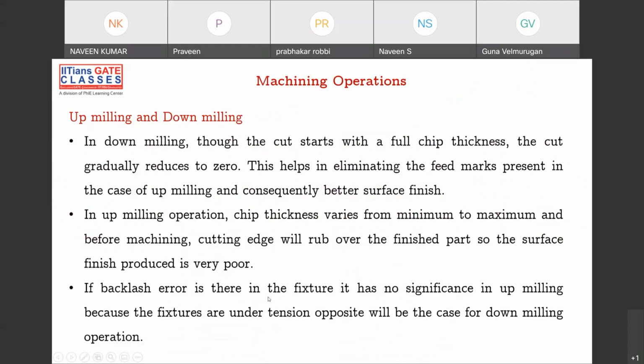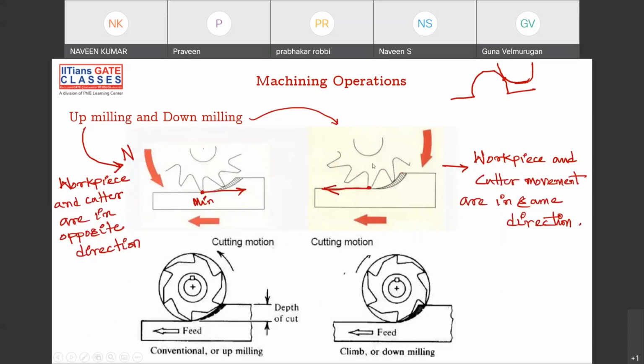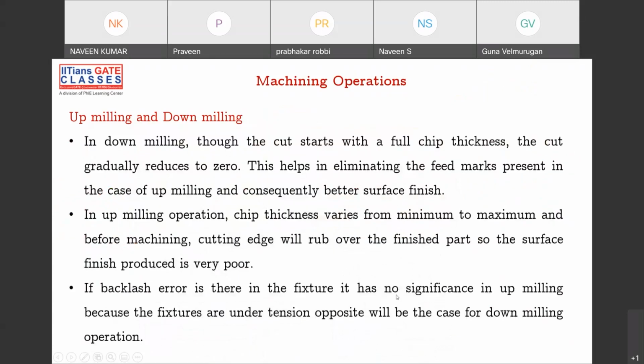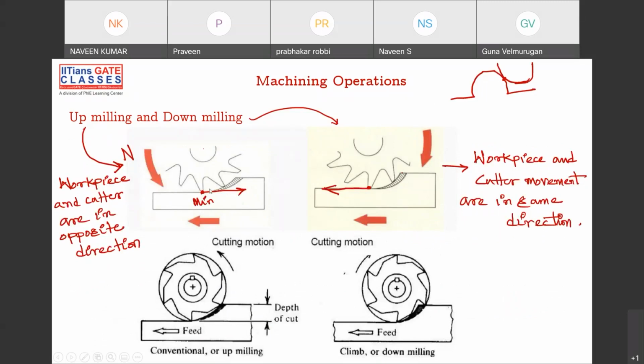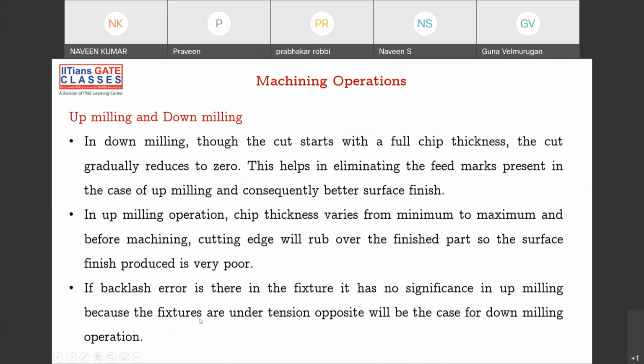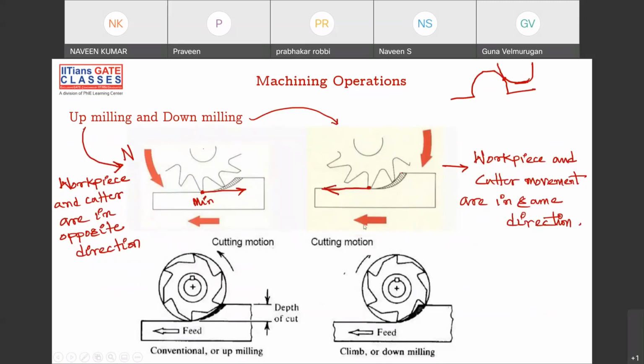If the backlash error is there in the fixture, or maybe in the gear mechanism, wherever the gear mechanism is there, it has no significance in up milling. Obviously, because these two are in opposite directions, there won't be any significance of backlash at all. There is no concept of backlash. But in down milling, because the fixtures are not under opposite tension, when you're going for down milling, obviously backlash will be a problem. That is what you have to understand.